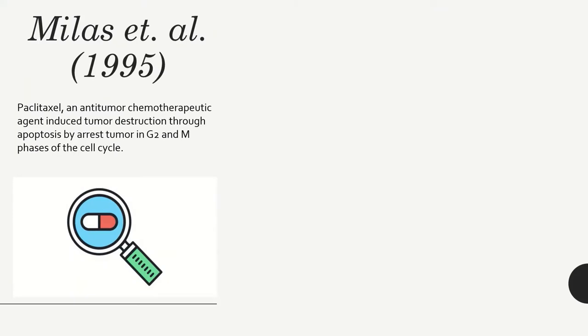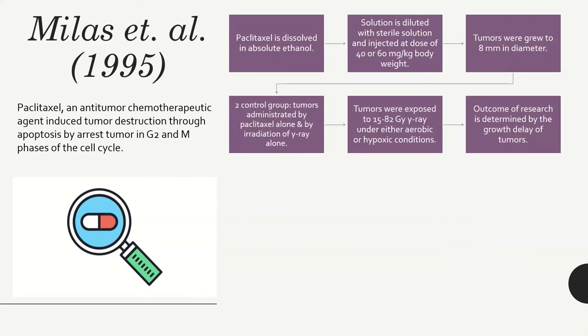So according to Miles et al., they used a drug called paclitaxel. It is an anti-tumor chemotherapeutic agent that induces tumor destruction through apoptosis by arresting the tumor in the G2 and M phase of the cell cycle. So they wanted to see whether this drug is affected by the reoxygenation rate of the tumor or not. They dissolved this drug in absolute ethanol, and then the solution was further diluted with sterilized solution and injected into the tumor at a dose of 40 to 60 milligram per kilogram of body weight.